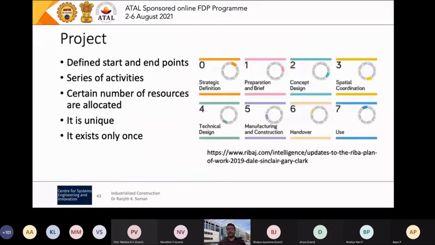So what is a project? I took this diagram out of the RIBA plan of work, which looks at a project. A project would have a strategic start and end point. It starts with a conceptual or strategic definition and ends with the use or end of the building. There would be a series of activities, for instance strategic definition, preparation, concept design, spatial coordination, technical design, manufacturing, handover, etc. For each of these activities, resources are allocated, and in essence, it is unique. It only exists once.